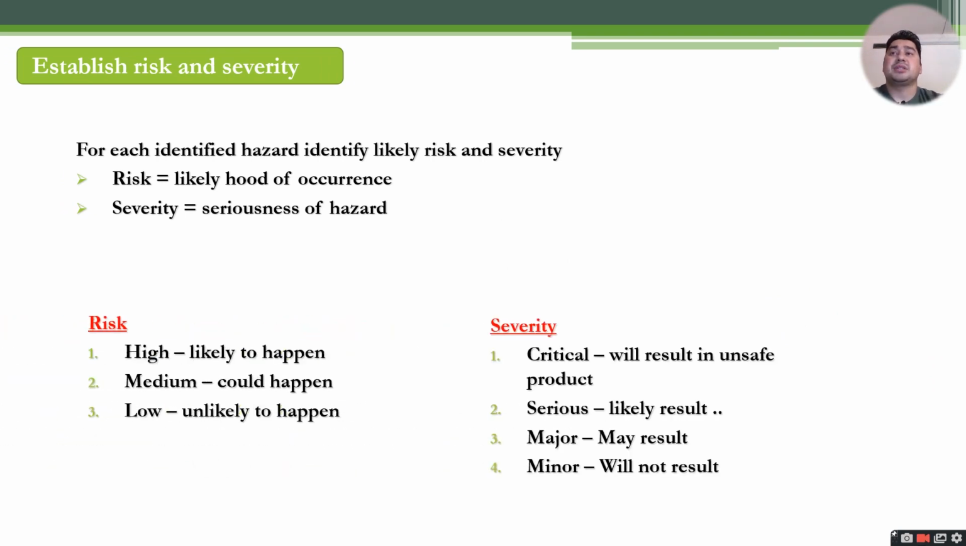You have to establish the risk and severity for each. Identify hazards, identify likely risk and severity. Risk is the likelihood of occurrence and severity is the seriousness of the hazard. Risk could be high, medium, and low, and severity could be critical, serious, major, or minor. So you have to make sure that whatever hazards you have identified are properly categorized. Like the risk assessment that we do in health and safety, the same way we have to do the risk assessment.